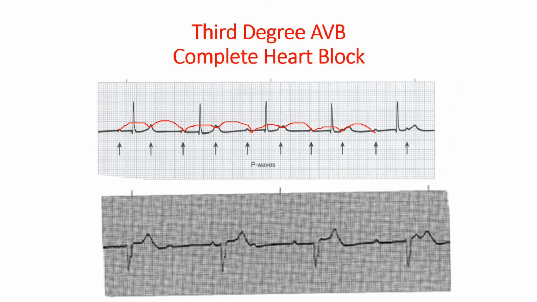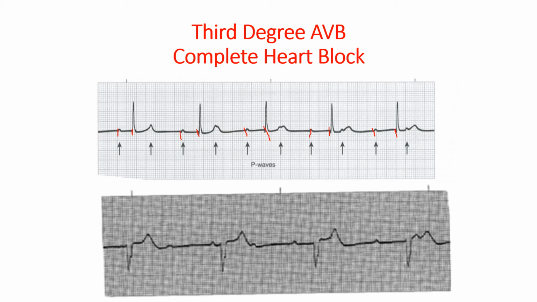But again, in all of the blocks, your P to P is going to be regular because it's not the SA node that is the problem. So again, these PR intervals are all over the place. They are not constant. You're going to look at all of them, and they look almost like they're progressing, but remember, the difference is this is third degree AV block. The R to R is always regular because your ventricles are doing their own thing.